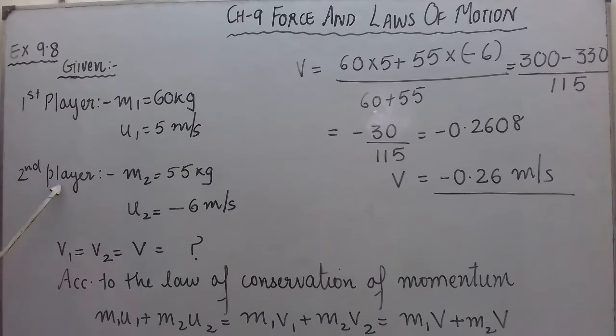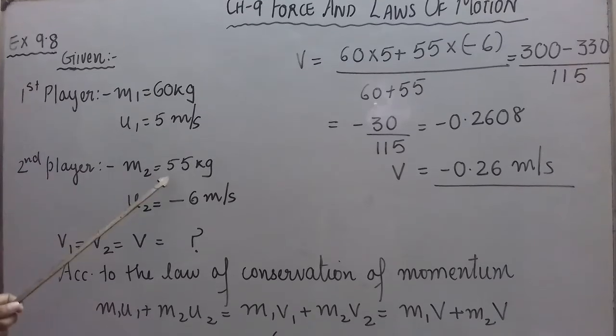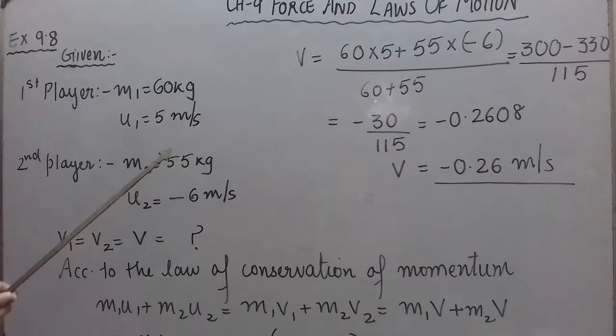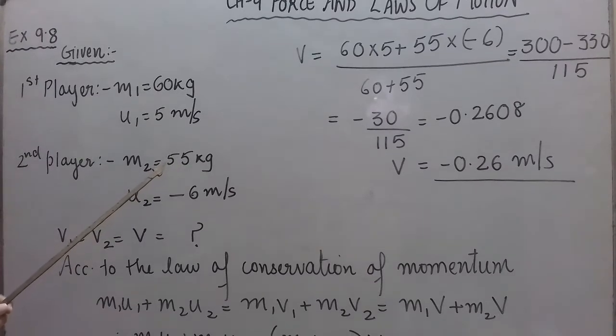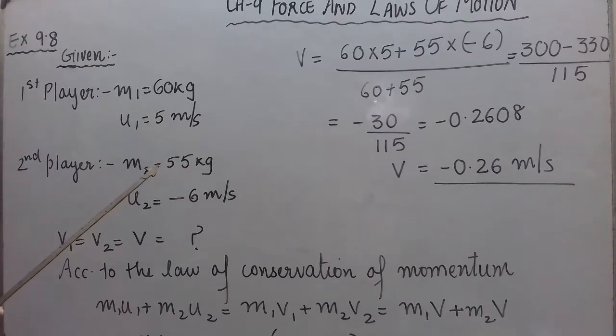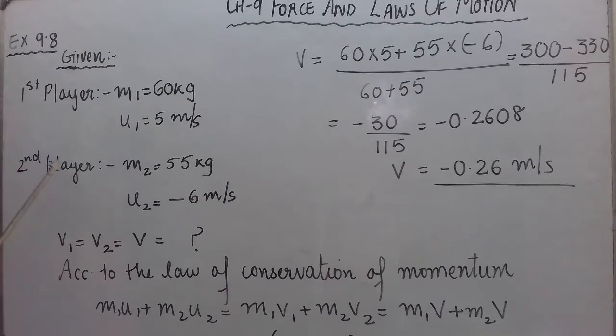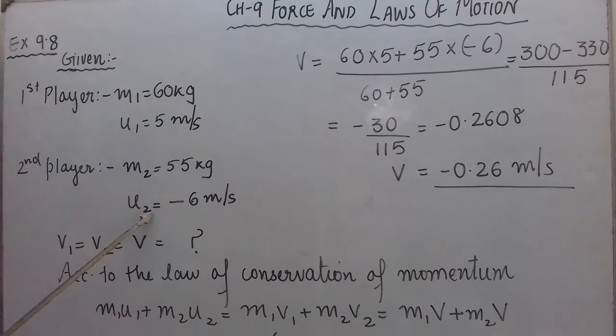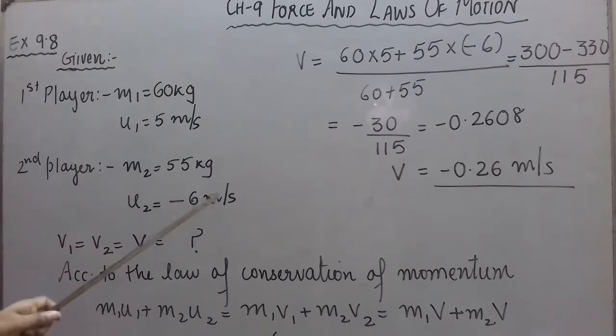While the other has a mass of 55 kg. So for the second player, mass m2 is 55 kg and was moving faster with a velocity of 6 meter per second towards the first player. So here the second player's initial velocity, which is u2, is minus 6 meter per second.